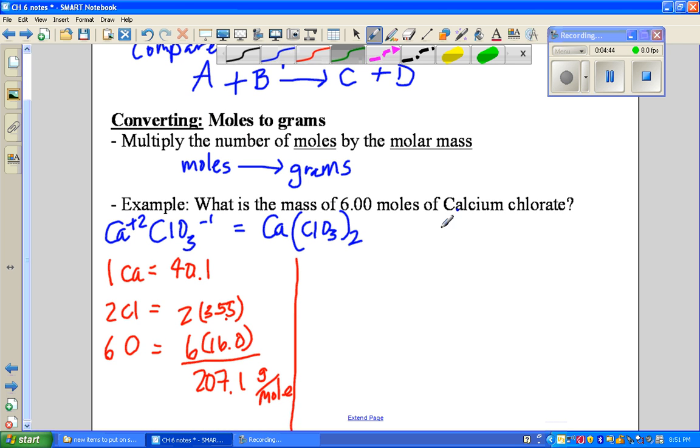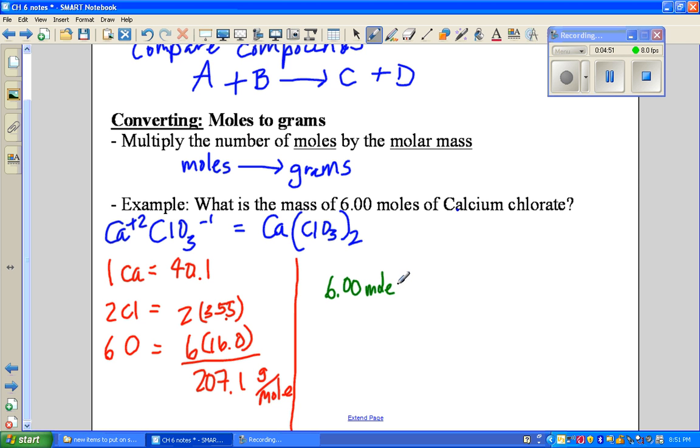So always start with what you're given. We are given 6 moles, 6.00. Keep in mind that that is 3 significant figures. So I have 6 moles of calcium chlorate. I'm going to multiply by its molar mass that I just figured out, 207.1 grams per mole.